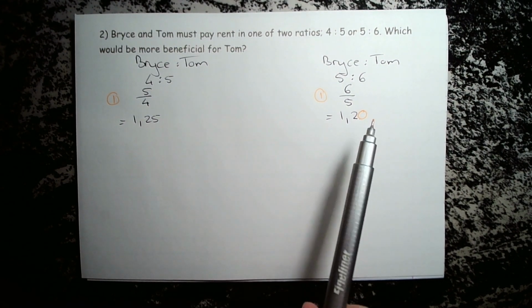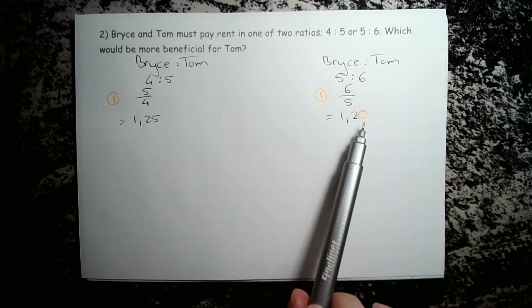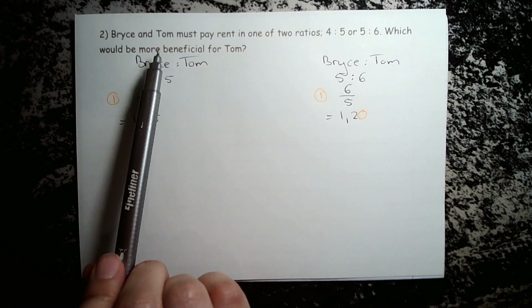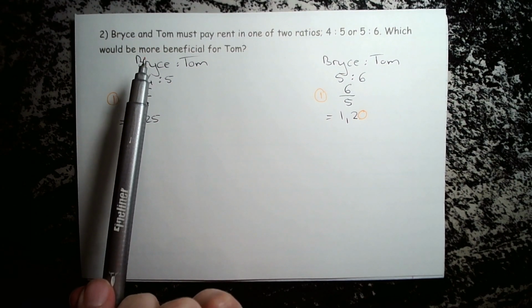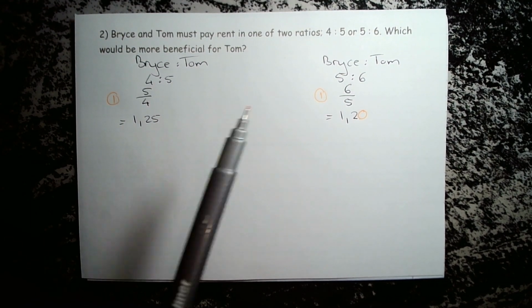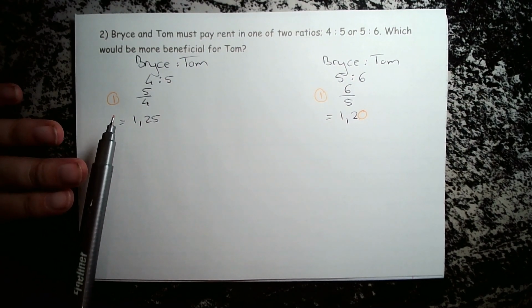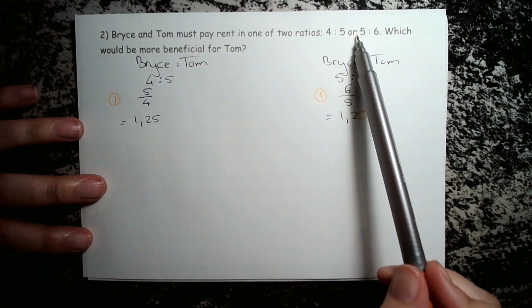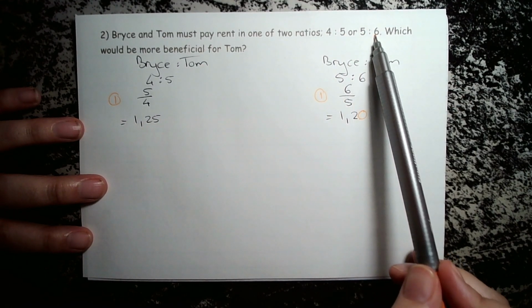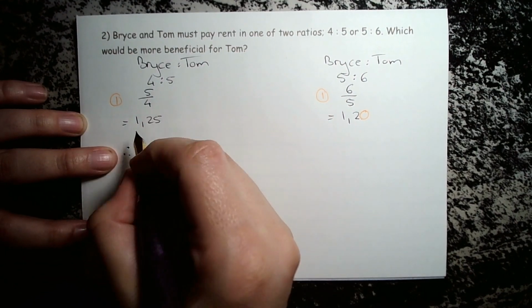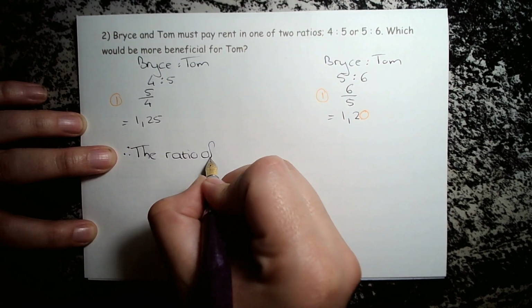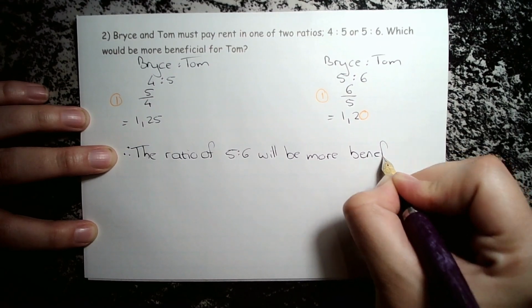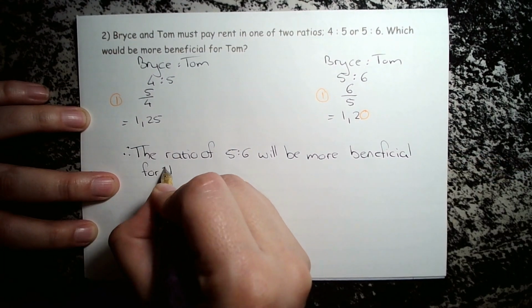So 1,25 compared to 1,2. Now, in this example, it is rent that must be paid. It is money that must be given. And you would much rather like to give less money than more money. So in this instance, the 5 to 6 is the better option for Tom. So the ratio of 5 to 6 will be more beneficial for Tom.